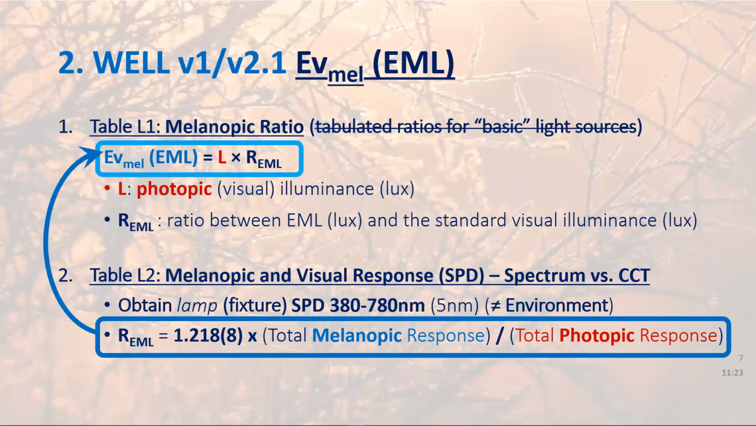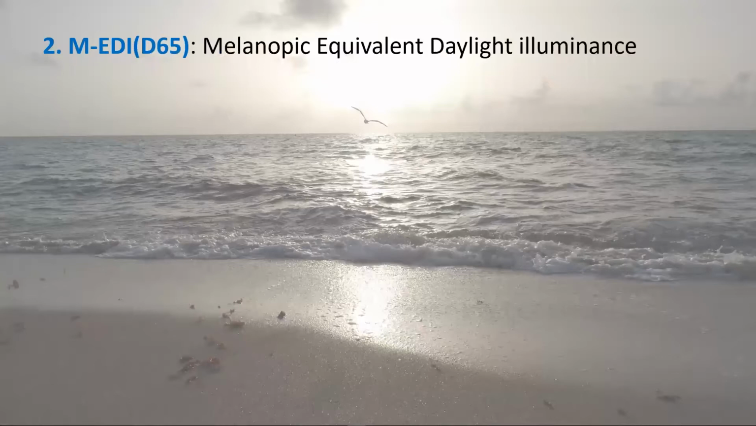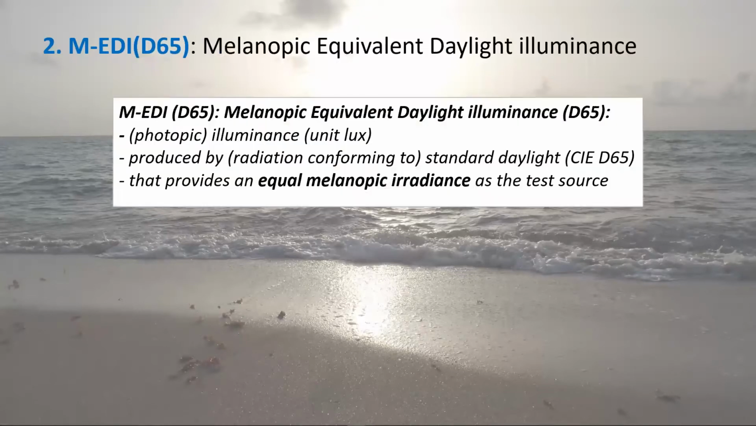But this is not the one that we should use anymore. The CIE has proposed a melanopic equivalent daylight illuminance. Basically it's the photopic illuminance unit, lux, according to the International System of Units, produced by radiation conforming to standard daylight, D65, that provides an equal melanopic irradiance as the test source.